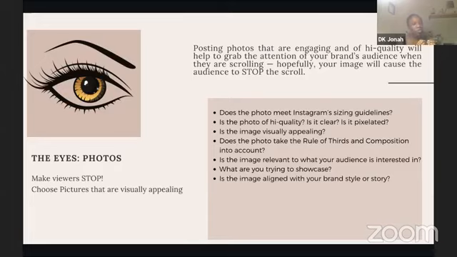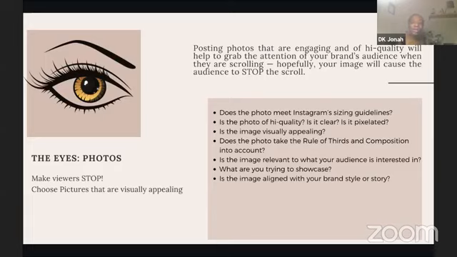You don't want to just fill the whole 1080 by 1080 with a big picture of something, but you want to ensure that there's a real strategy to the way your fonts and your pictures are merging so that it is visually appealing. So think about white space, think about the rules of composition when you are posting. Then the most important thing: is the image relevant to what your audience is interested in? If you have a personal brand, your audience are interested in seeing you.